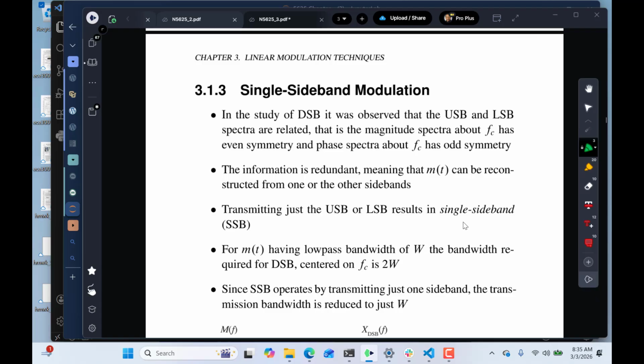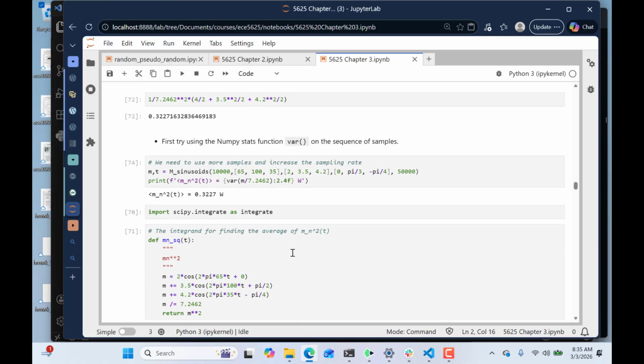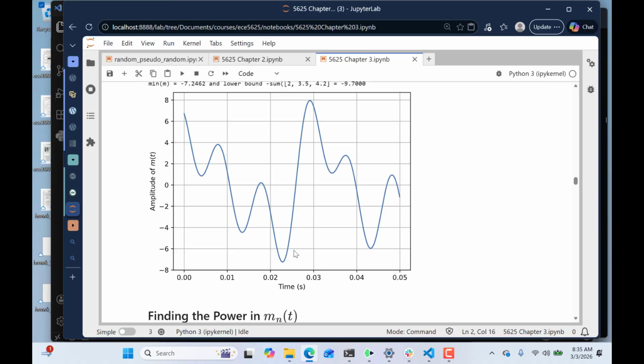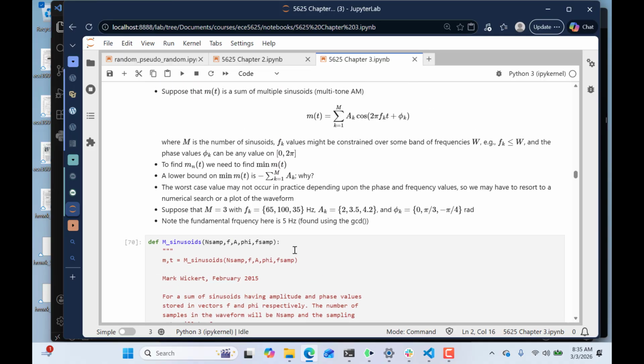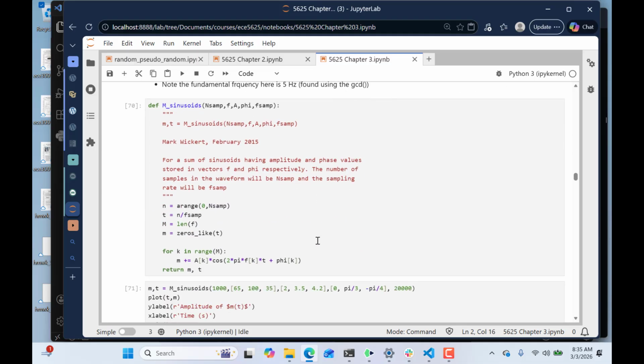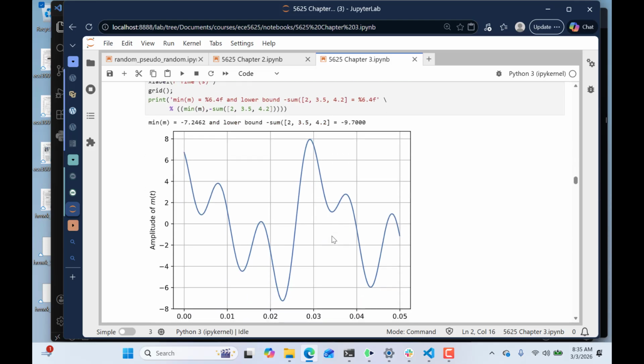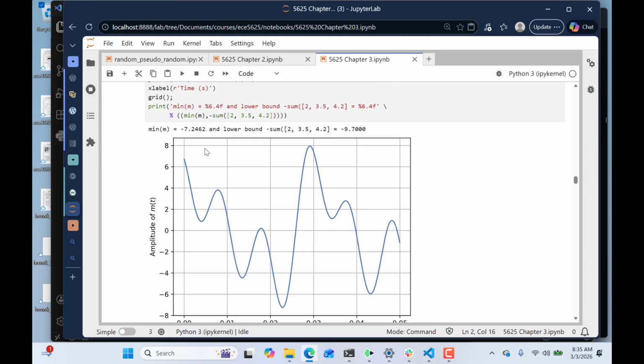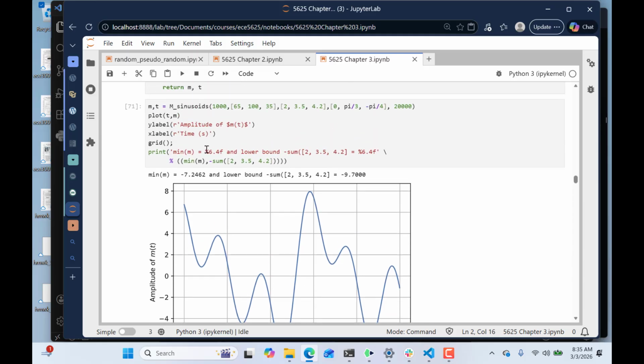Okay, now we're going to move off and look at single sideband, but before we do that, I'm just going to check, because I don't remember exactly what I did in the notebook. And this is the exact example we just went through in the notes. So here I put in the function, and you can see the sampling rate is in there and the number of samples, and I used that to create the waveform, and then I just simply used an operator in Python to find the min. So I just found the min using min itself.